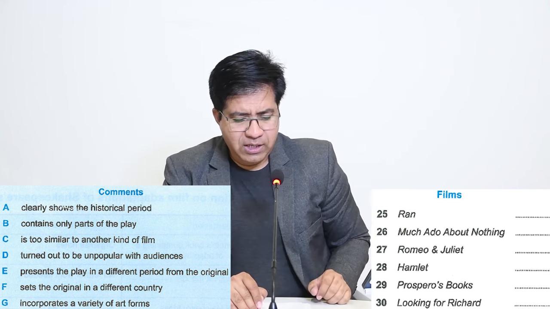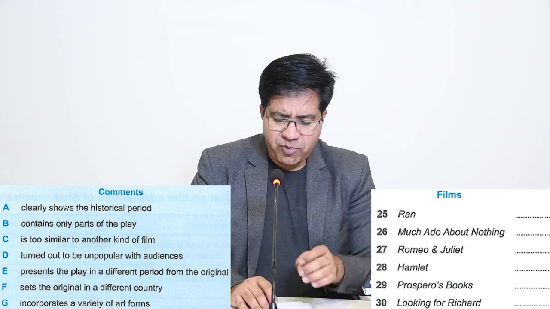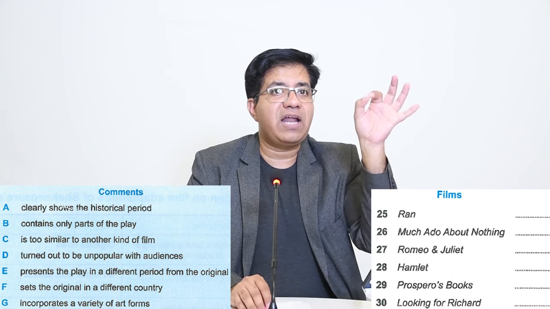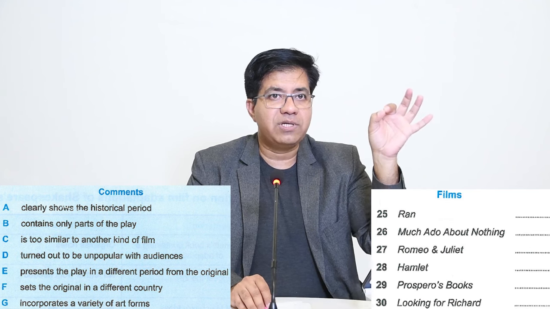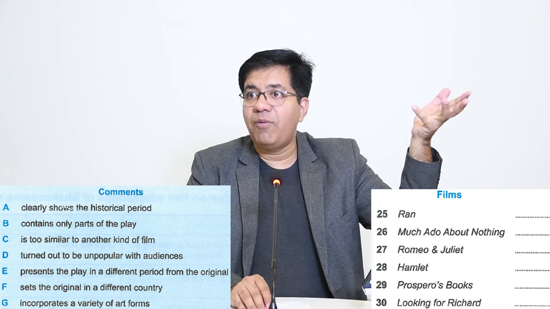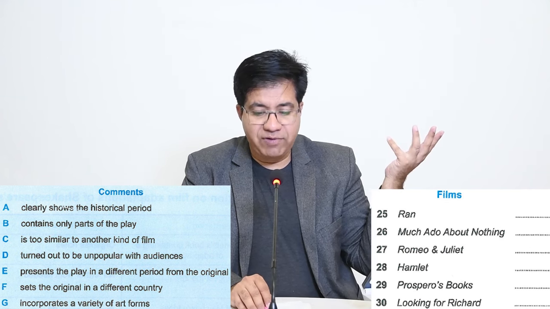Okay, don't worry. Option G, incorporates a variety of art forms. Now look here. Variety of art forms. Dance, music, drama, or any other art form. So they will talk about them.